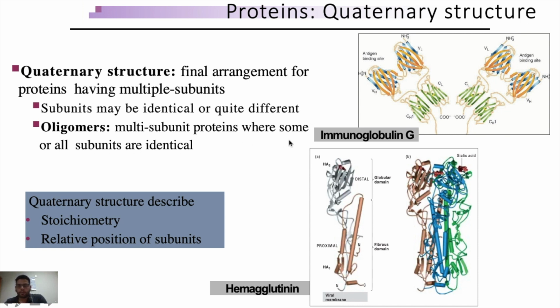If these are identical subunits, these are called oligomers. Based on the number of subunits, these proteins are named dimers, trimers, and tetramers. Quaternary structure primarily describes stoichiometry, that is the number as well as the relative position of these subunits in the mature protein. Hemagglutinin is a trimeric protein that consists of three identical subunits held together by non-covalent interactions.